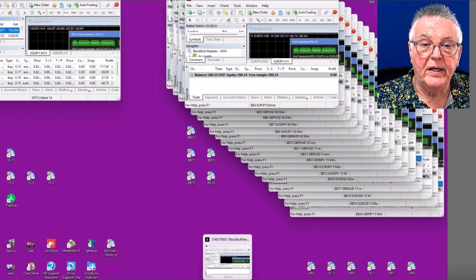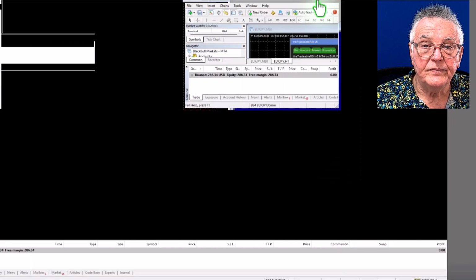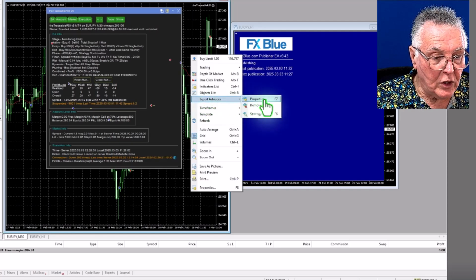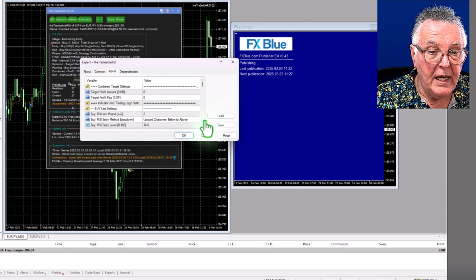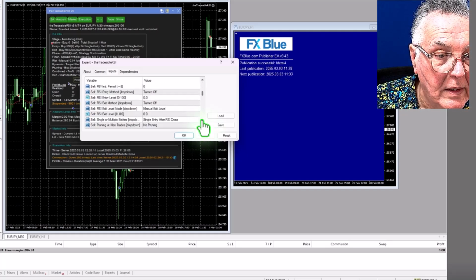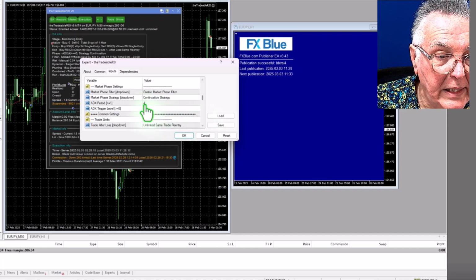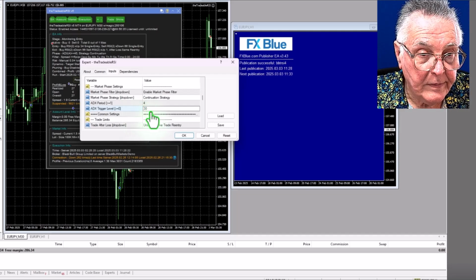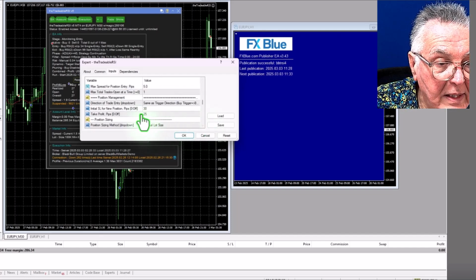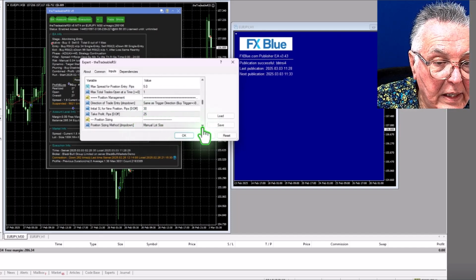So let's go and have a look at the settings. I don't want to get involved in the settings because the lot sizing appears to be fine. But let's go and see what we can do about the settings. ADX is not sensitive enough. I'm going to make that 30, so that makes it more sensitive. And then all right, that's fine.